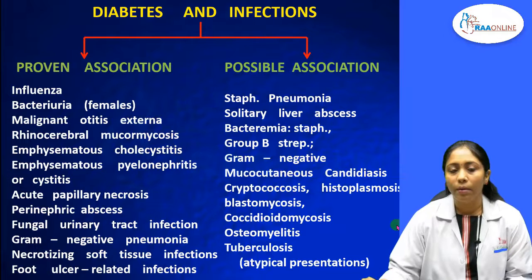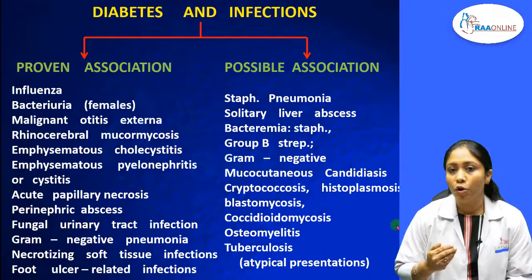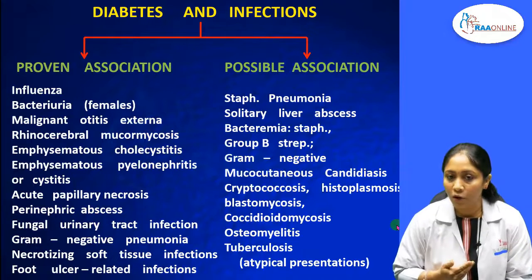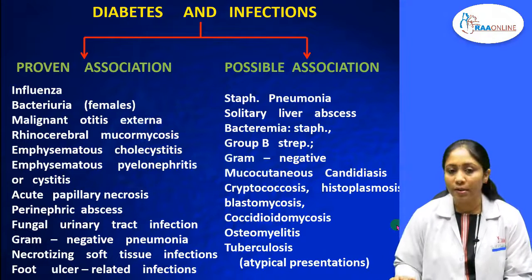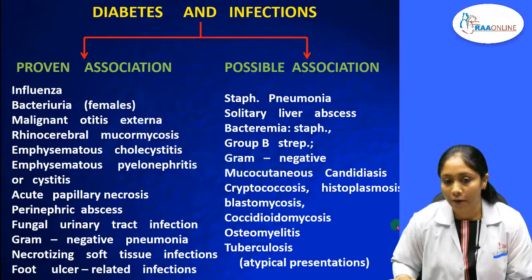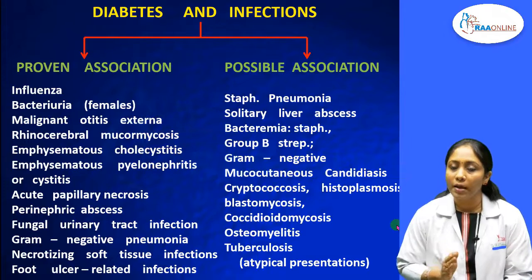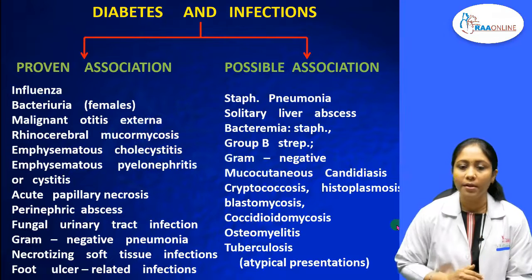By this I mean, being a diabetic patient confers a risk of getting certain infections like influenza, bacteriuria, malignant otitis externa, rhinocerebral mucormycosis, emphysematous cholecystitis, pyelonephritis, perinephric abscess, urinary tract infection, so on and so forth. So all these are infections which definitely have a proven association with diabetes.